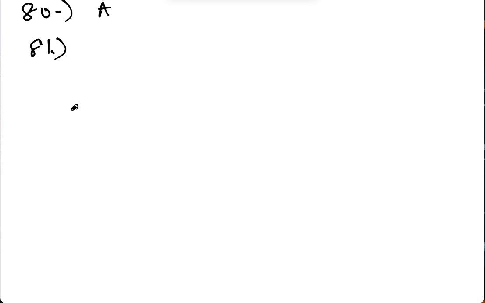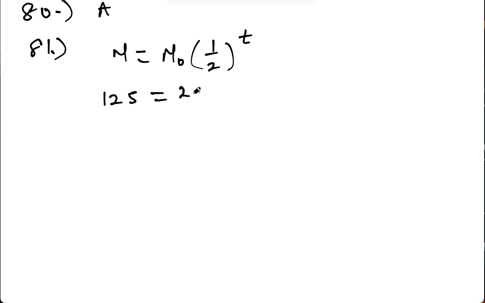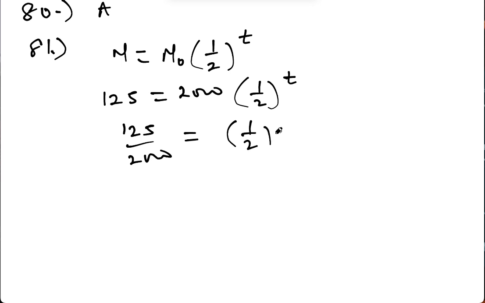If its half-life is 40 seconds, the time taken for 125 atoms to be remaining is, so from what we know, the new number of atoms equals N naught multiplied by 1 over 2 raised to power t, where N naught is the original amount and N is what is left. So in this case, for 125 atoms to be left, and the original atoms that we start with is 2000 atoms, we have to solve for t. So we do 125 over 2000 equals 1 over 2 raised to power t.